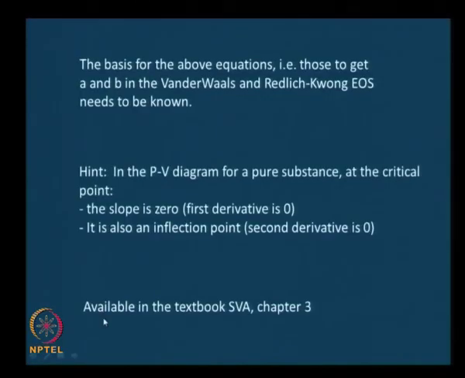You would have been able to work those things out and get expressions for A and B. If you did not, or even otherwise, please take a look at chapter 3 in your textbook, Smith, Van Ness, Abbott. There it would have been worked out in some detail. You would need to fill in the missing steps. We will continue the remaining in the next class.